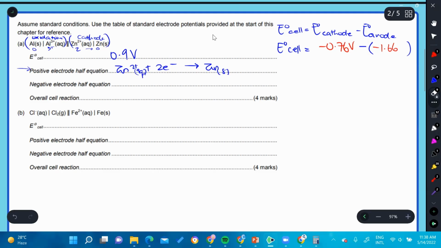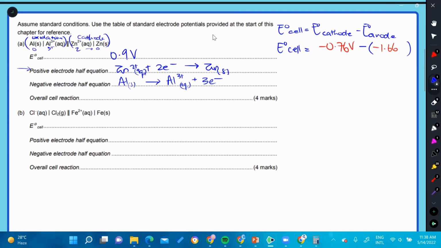All right, for the negative electrode, that's our anode and that shows oxidation. So this is where Al is going to be oxidized to Al3+ and 3 electrons, right? And that's supposed to be in the aqueous state.